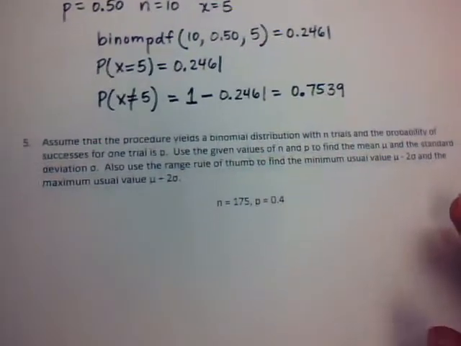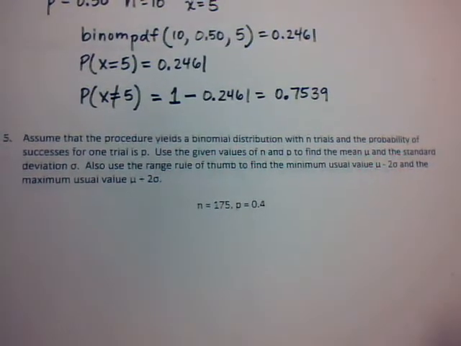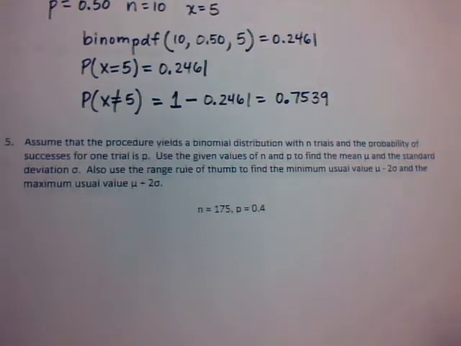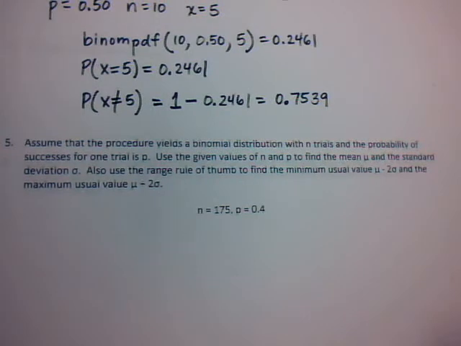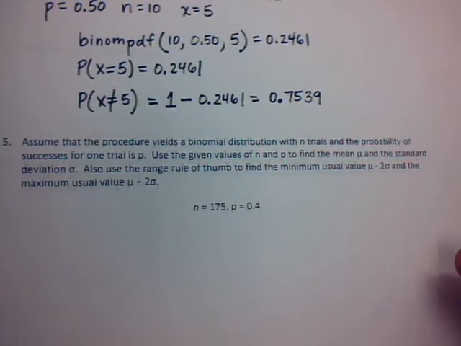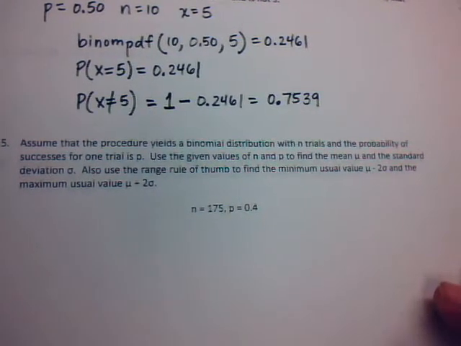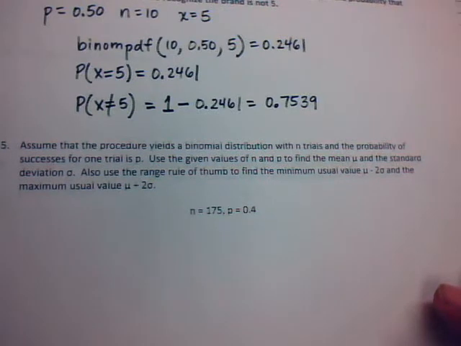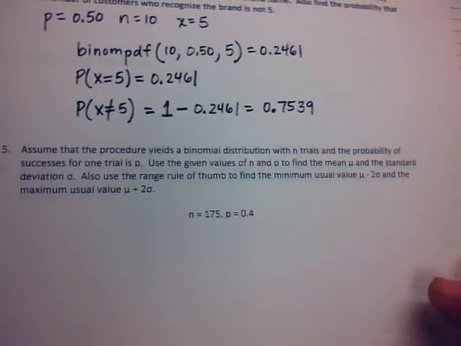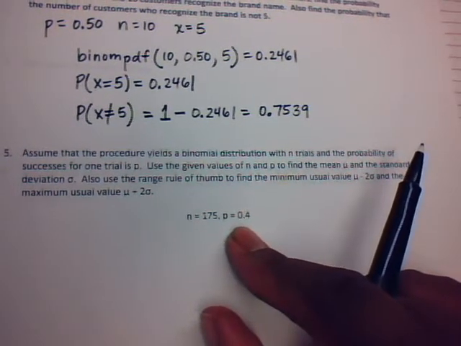Question number 5. Assume that the procedure yields a binomial distribution with n trials and the probability of success for one trial is p. Use the given values of n and p to find the mean and the standard deviation. Also use the range rule of thumb to find the minimum usual value, mu minus 2 sigma, and the maximum value, mu plus 2 sigma. And we're given n is 175 and p is 0.4.